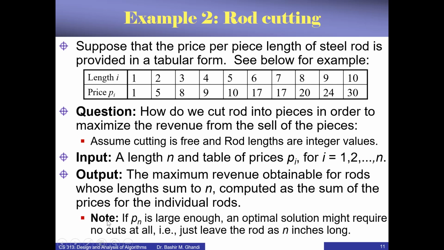One note here is, if p_n, the price for the length in total without breaking, is large enough, an optimal solution might require no cuts at all. If you break it, actually, you will not get the optimal solution. So it is possible to leave the rod as it is without cutting. The objective is to maximize the revenue. That may involve cutting or no cutting at all.